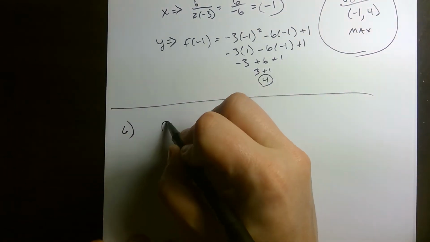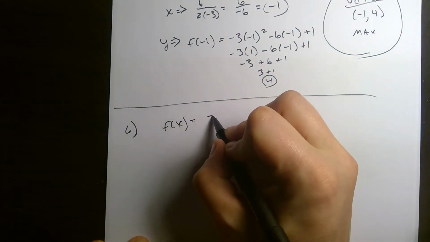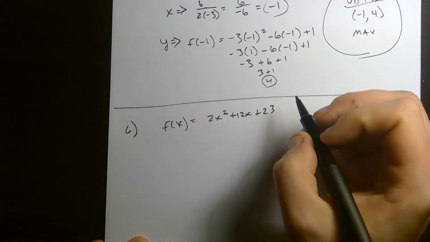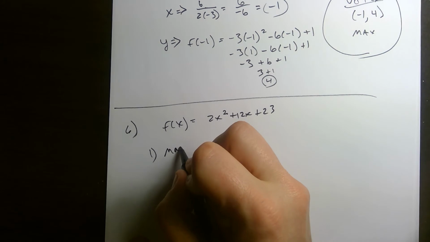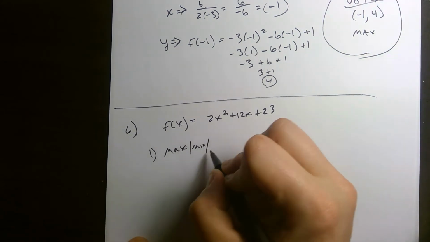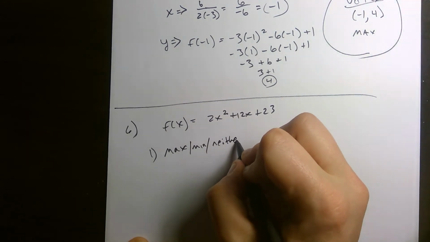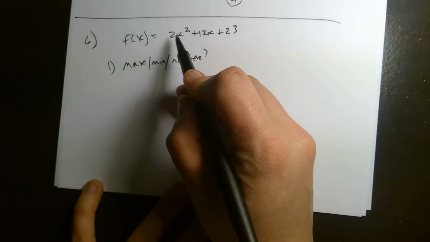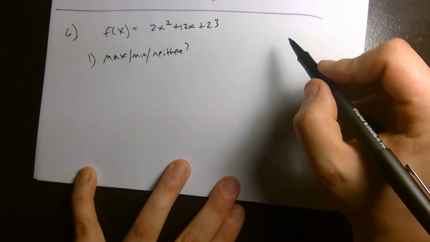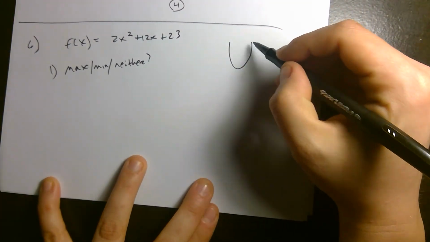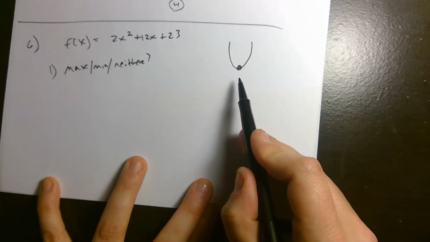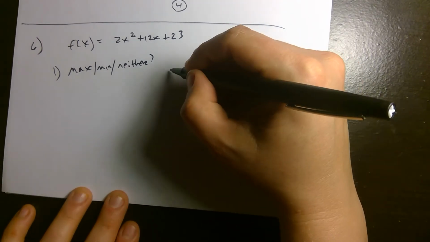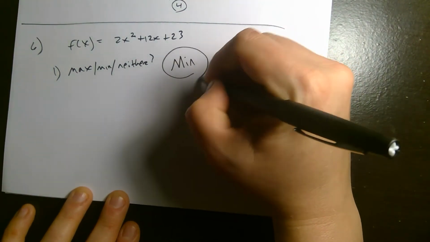Now, if we look at number 6, it's going to be very similar. The problem is f of x equals 2x squared plus 12x plus 23. And again, the first question is max, min, neither. That's what we're trying to figure out. Well, we're going to look out front. Because this is a positive number, we know that somewhere out there on the graph, we don't know exactly where, we have a parabola that's opening upward. And so now our dot is on the bottom, and so now we have a minimum. We're looking for a minimum, so we can circle that.